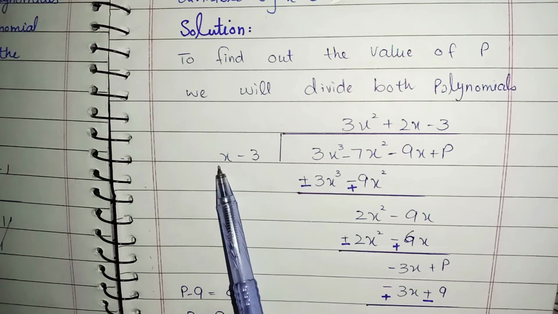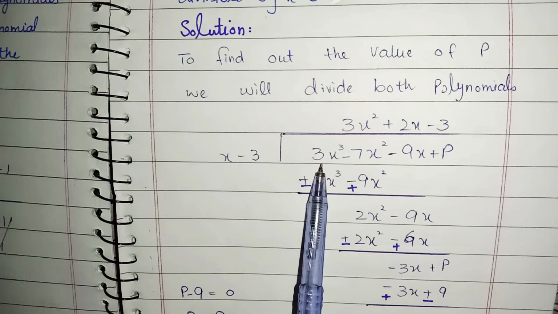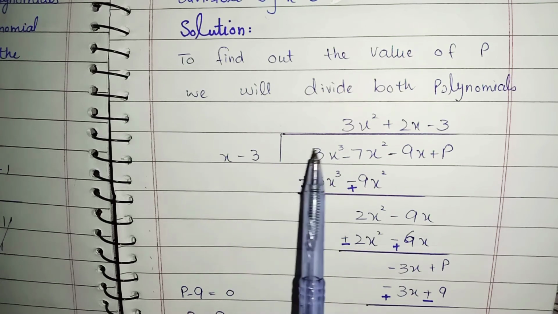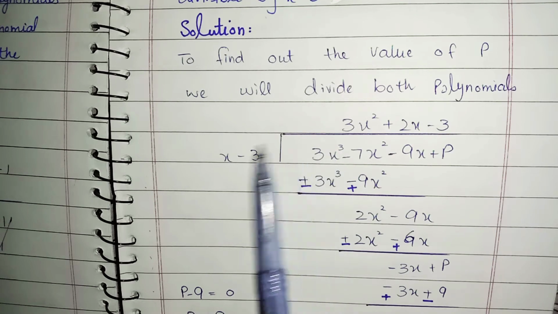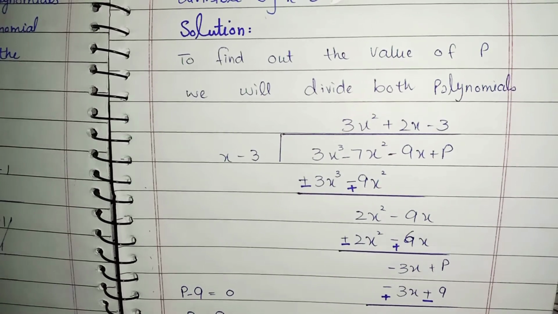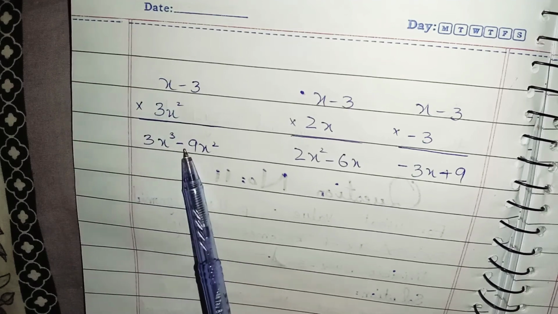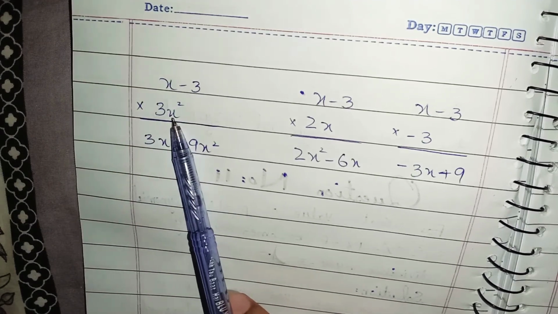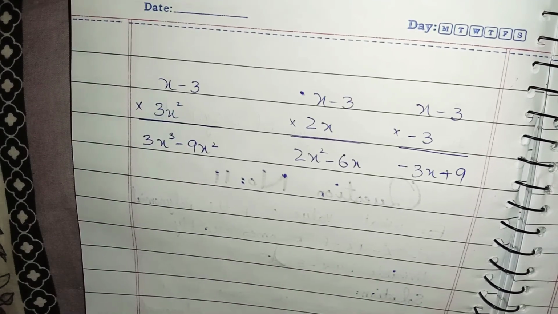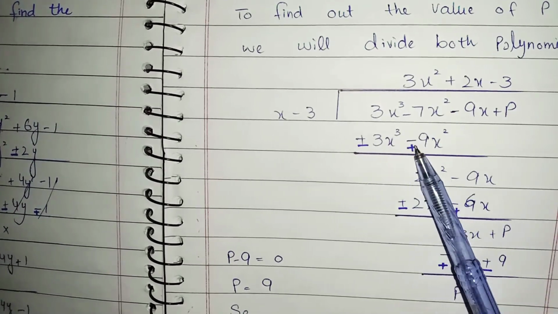Here is our dividend polynomial, and here is our divisor polynomial. Here we have the first term x, and here we have our first term 3x square. So we will multiply this x with 3x square to get 3x cube. We will multiply the complete divisor polynomial with 3x square. When we multiply x minus 3 into 3x square, we get 3x cube minus 9x square. 3x square is our quotient term, and this term we will write under the same variables. So here we will write 3x square, and here we will write plus 3x cube minus 9x square.